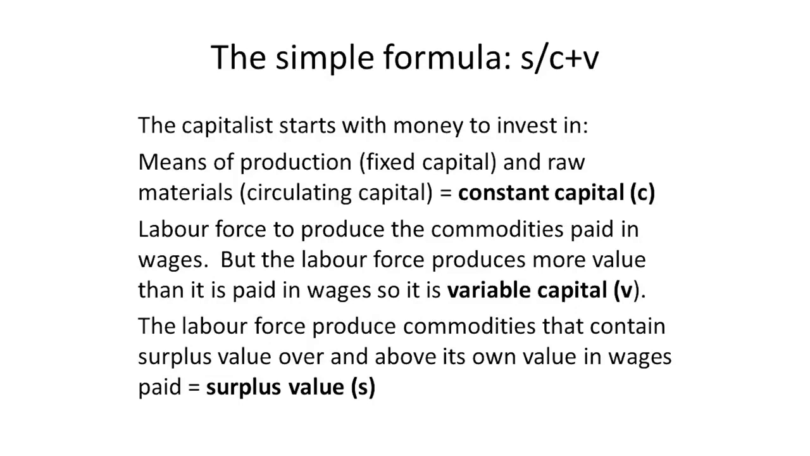So here is the simple formula. S over C plus V is the rate of profit formula. The capitalist starts with money to invest in the means of production, fixed capital, raw material, circulating capital. We've just dealt with this in the past two sessions. That we call constant capital. And then he employs the labour force, you lot, to produce the quantities, pays you in wages, but doesn't pay you as much in wages as the value he gets out of you in a day's work or a year's work or whatever it is. So that's variable capital. And the extra that he gets out of you, that unpaid labour he gets in the process of production, that he can sell as a commodity, is called the surplus value. So those are the three parts of the formula.